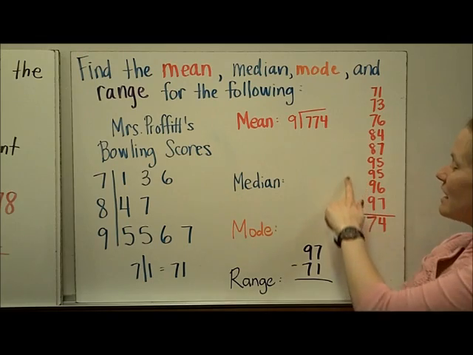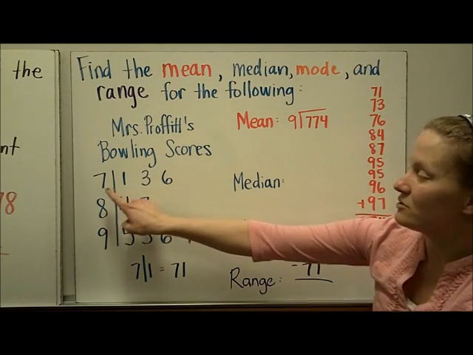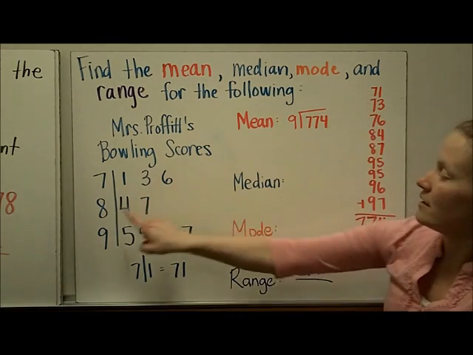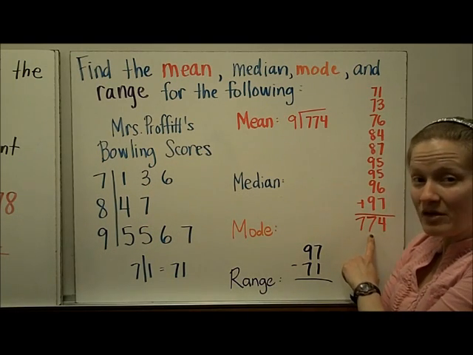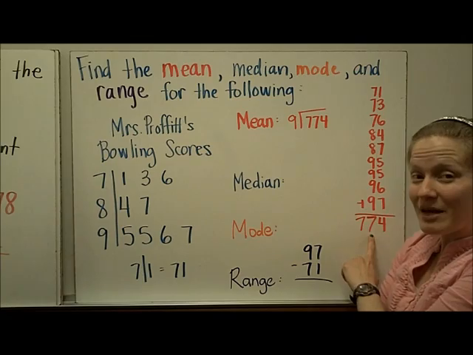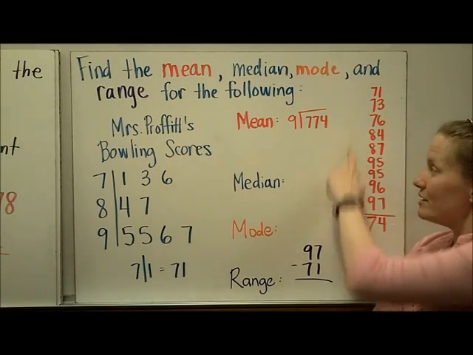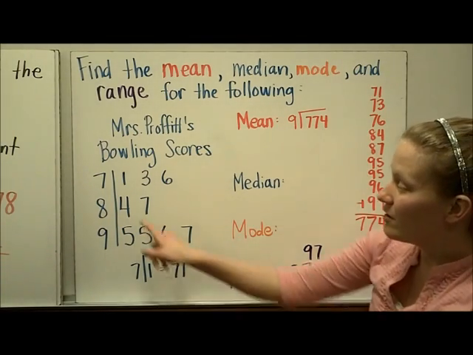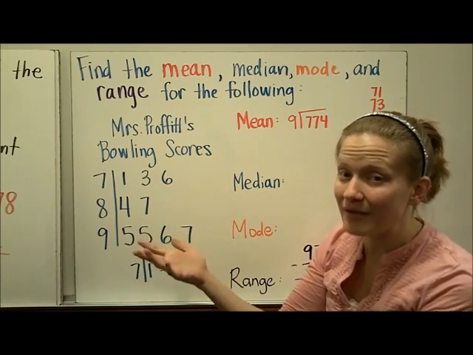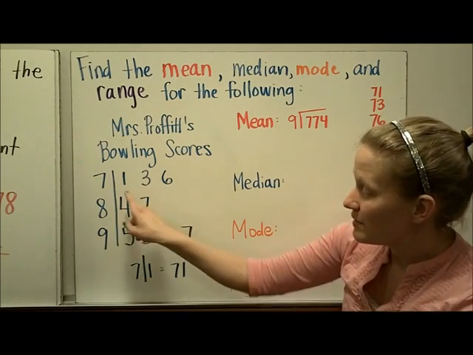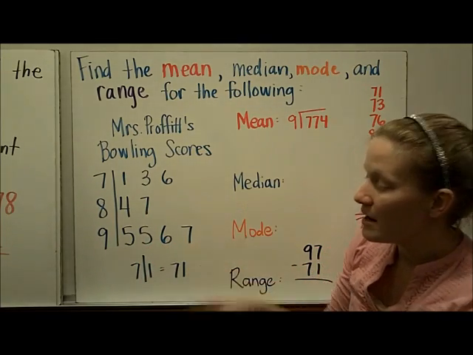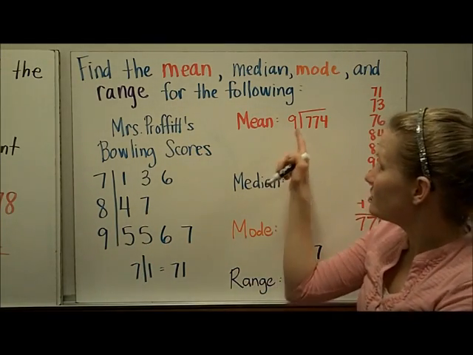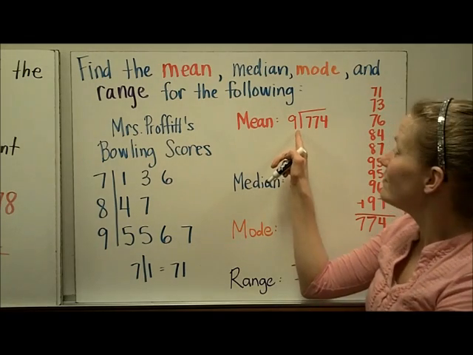So I went ahead and did that here. I listed all of my values, just reading 71, 73, putting that here. I got a sum of 774. Then I'm going to count my number of data points and divide by that number. One way you can do that is by counting the leaves in your stem and leaf plot. 1, 2, 3, 4, 5, 6, 7, 8, 9. So there are 9 data points, which shows why I'm going to divide by 9.